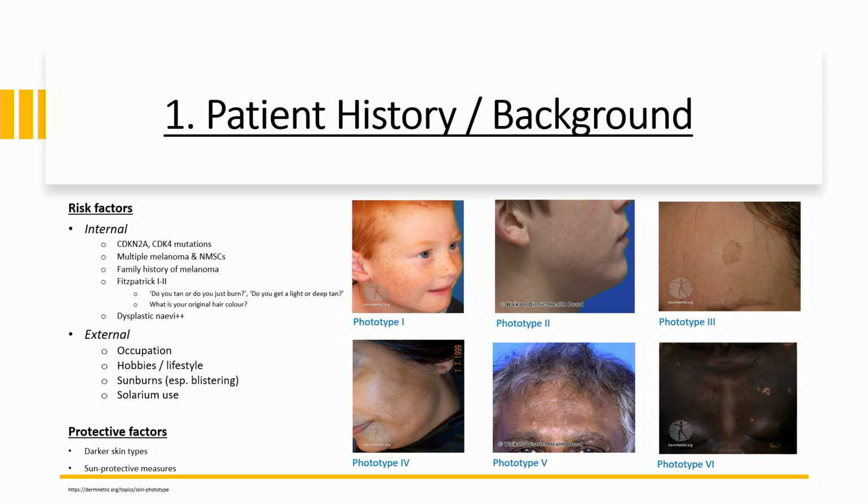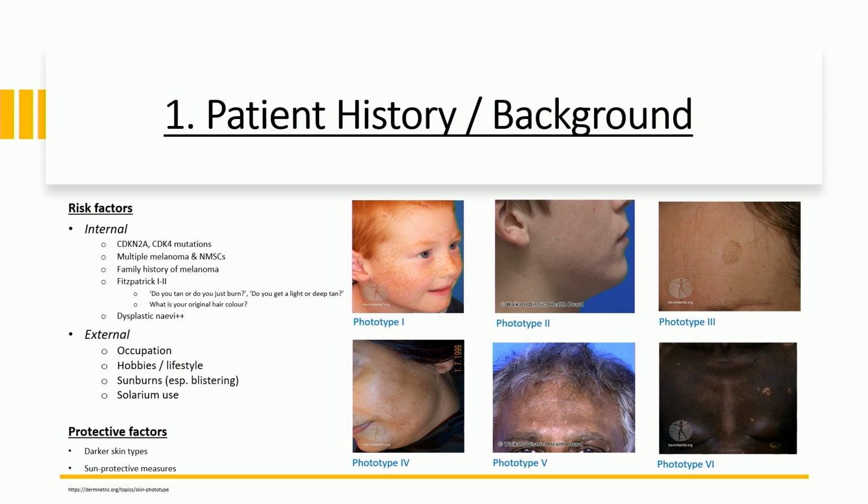Family history of melanoma and lighter skin type, so we're talking about normally Fitzpatrick type 1 or 2. In dermatology, when we talk about skin type, we talk about Fitzpatrick skin type. I've got some pictures over there, phototype 1 to 6. Phototype 1, think about red hair, fair skin, lots of freckles, burns easily, and you go up the ladder as you approach phototype 6.